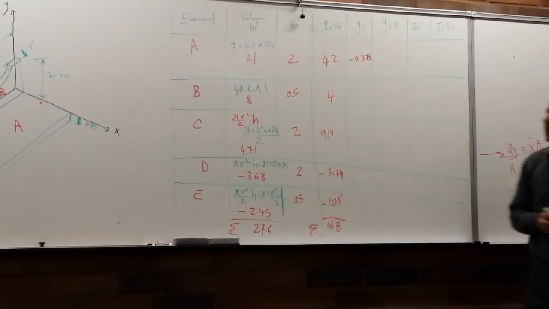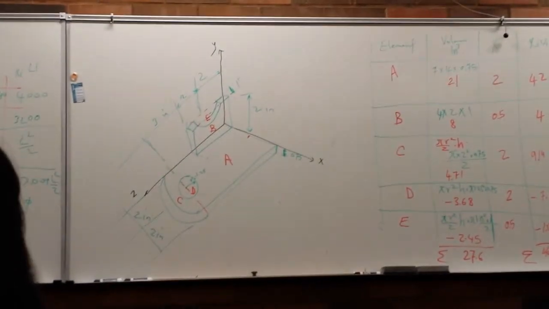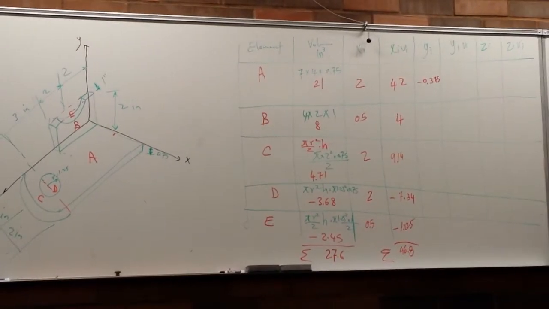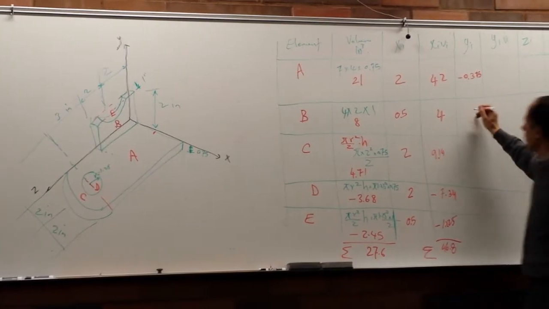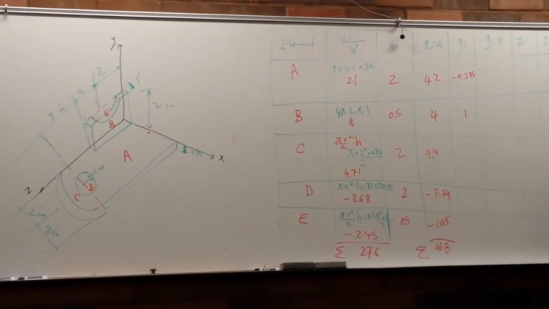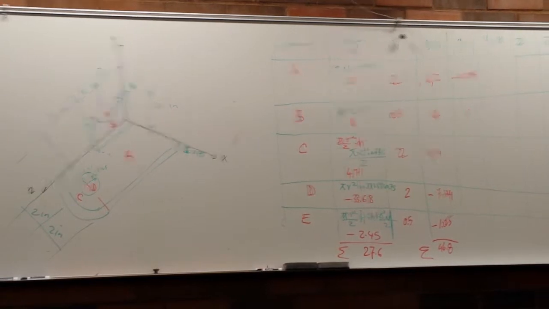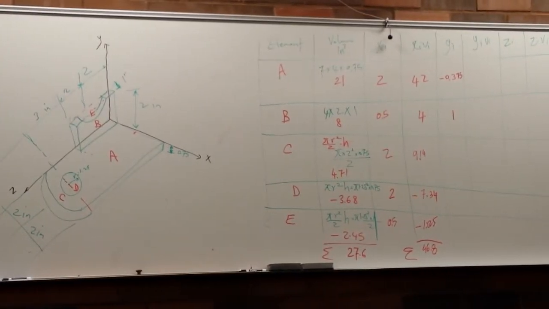Next, 4B. What is the total height? 2, so I need 1. Agree? What about C? Look at it. We need to go back to the area.